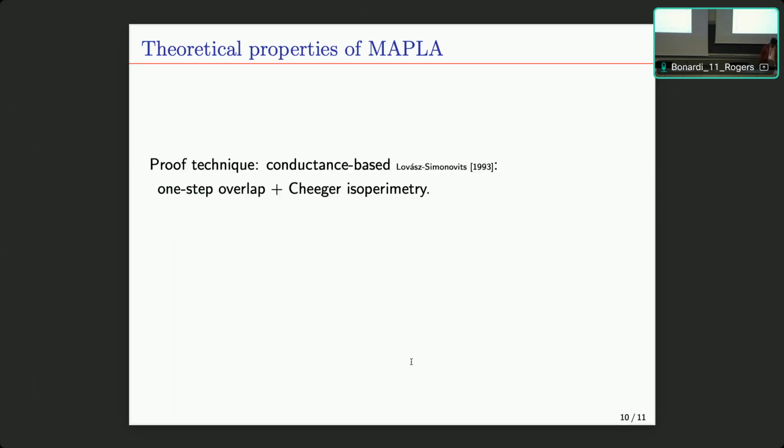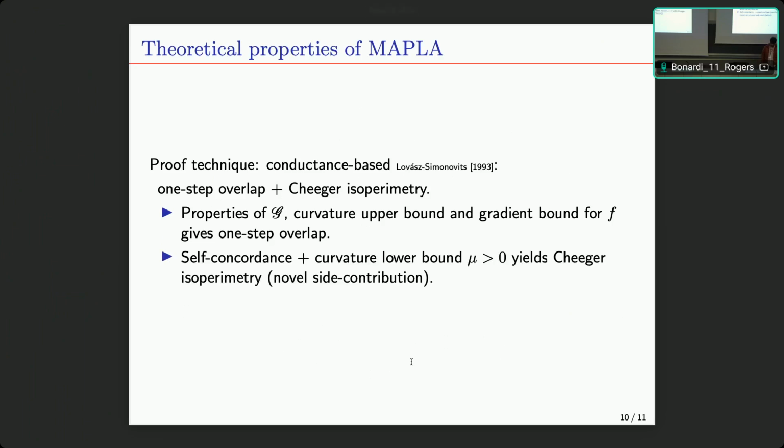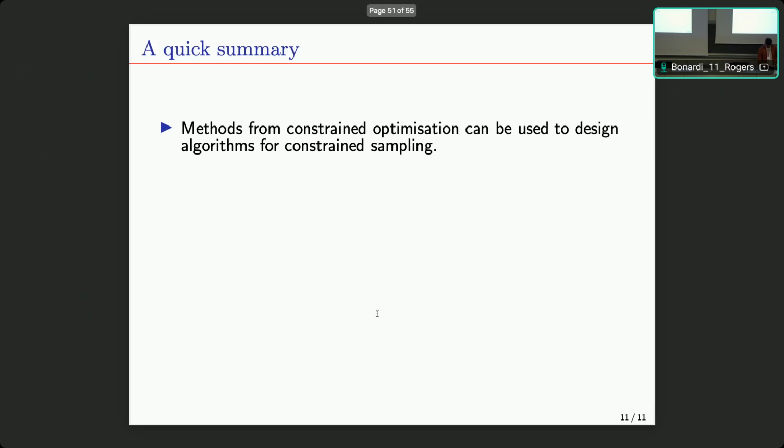The proof technique is conductance based, so you need to show a one-step overlap plus Cheeger isoperimetry. The properties of G and the curvature upper bound and gradient bound give the one-step overlap condition. And the self-concordance assumptions plus the curvature lower bound yield a Cheeger isoperimetry. And this is all also extendable to the weakly log concave case, where mu is 0, and for just self-concordant metrics, and that's mentioned in the paper.